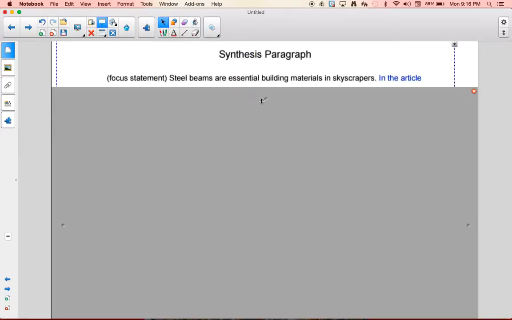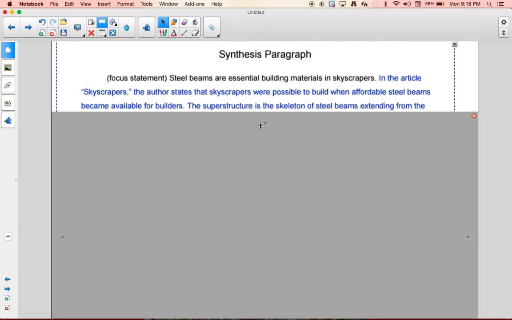So my next sentence talks about the article. It's important to note here, friends, that in the article, I'm using this transition word and I'm also showing where I'm getting this information from. So in the article, Skyscrapers, the author states that skyscrapers were possible to build when affordable steel beams became available for builders. So again, that proves that the steel beams were necessary in order to build skyscrapers higher.